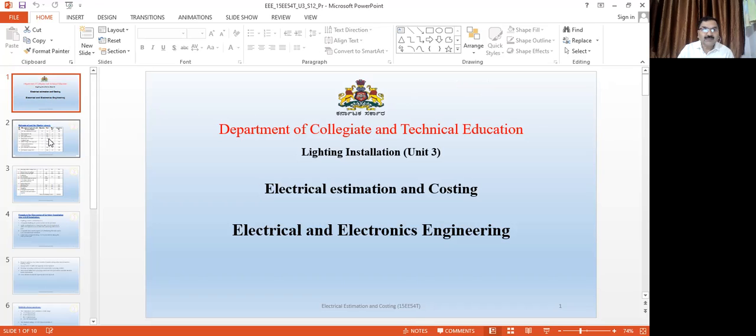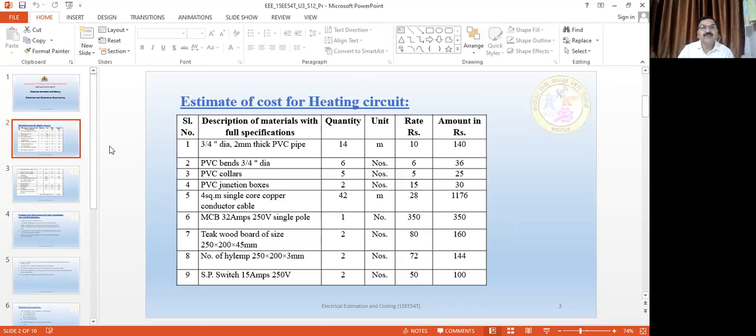So let us see the next slide. Here is a detailed estimate of the heating circuit, what we have discussed in the earlier class. So here it has a number of columns. The first column represents serial number and the second column represents description of material with specification. So we have to list the materials here.